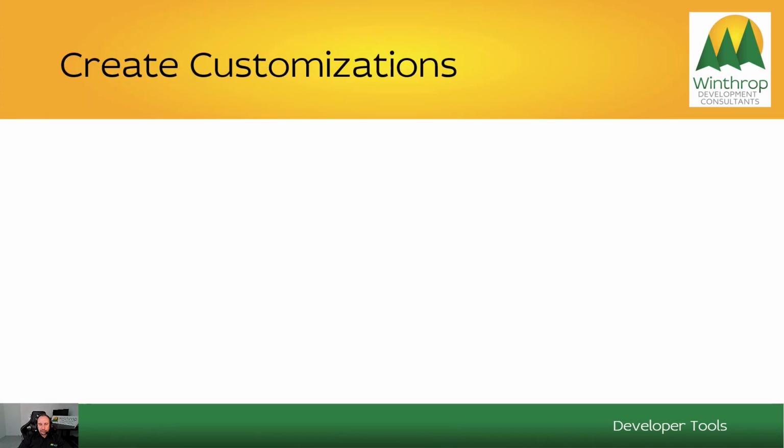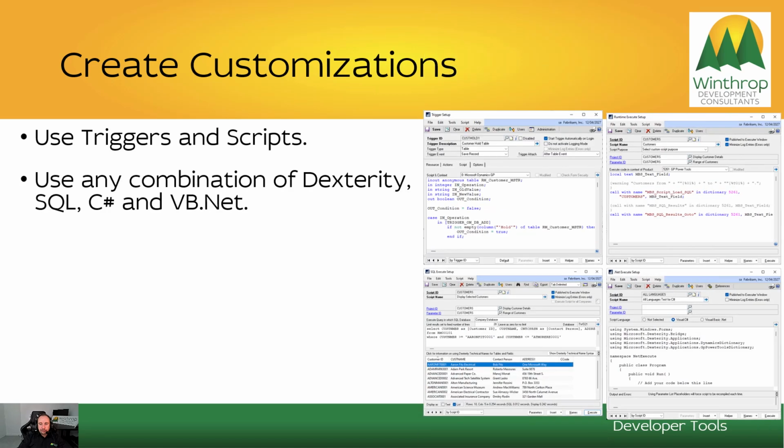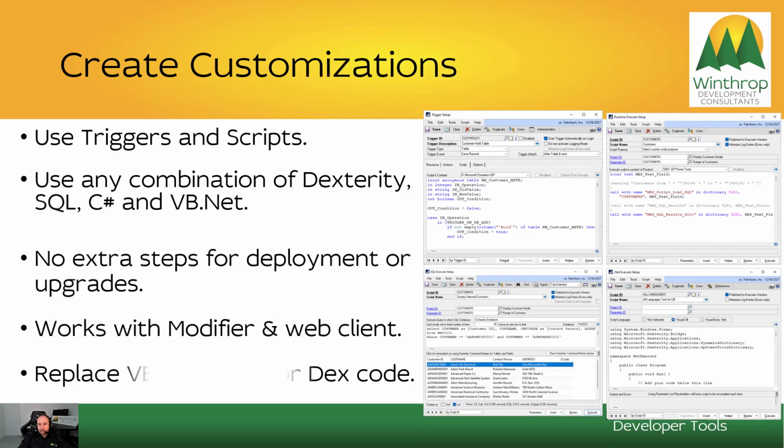GP Power Tools also has a suite of very powerful development tools built within it, with triggers and scripts that can use a combination of Dexterity, SQL, C# and VB.NET code. There are no extra steps for deployment or upgrades. It works with Modifier, it works with a web client, and you can use this to replace VBA, Visual Studio Tools, or even Dexterity add-in code.